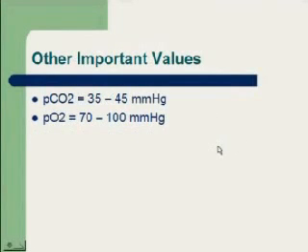Other important values when we talk about pH balance: there is a concentration of O2 and a concentration of CO2 that exists in the human body, particularly in the cells and in the intravascular space. The concentration of CO2 needs to stay within a range of 35 to 45 millimeters of mercury. The oxygen concentration needs to stay between 70 and 100 millimeters.